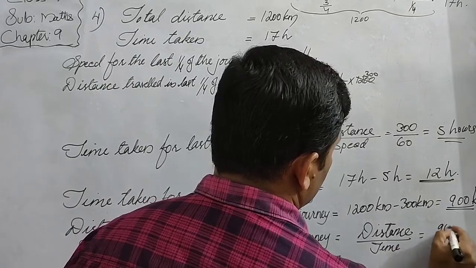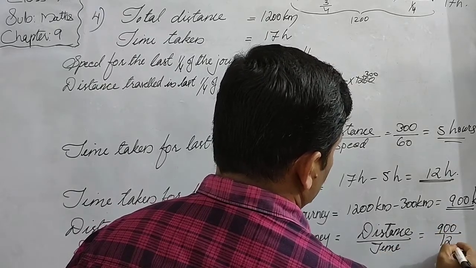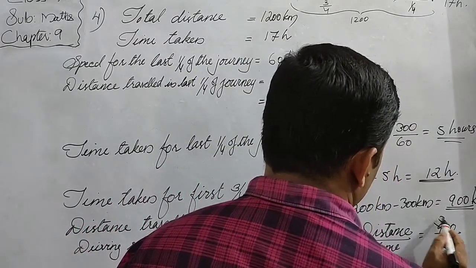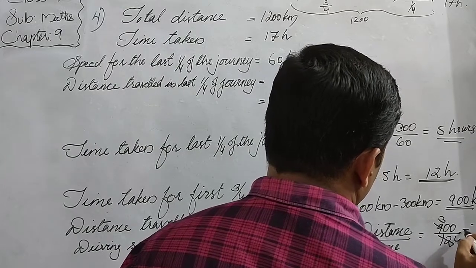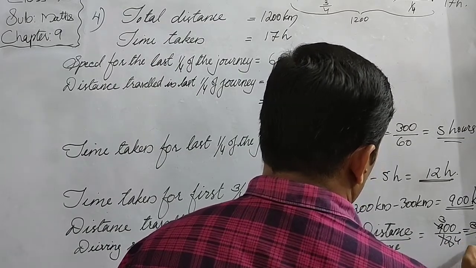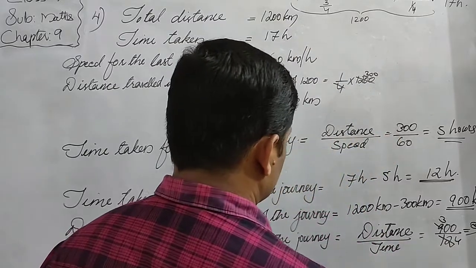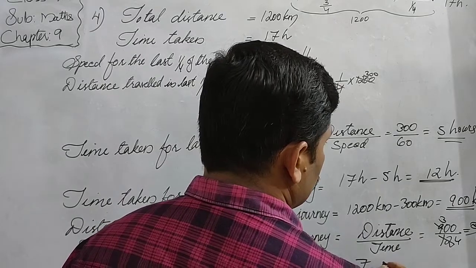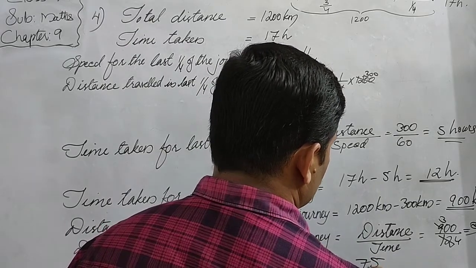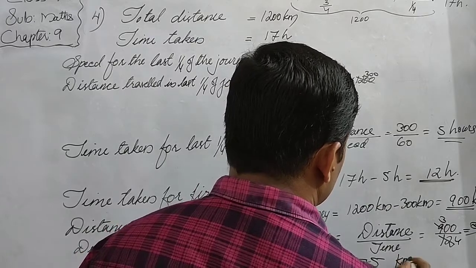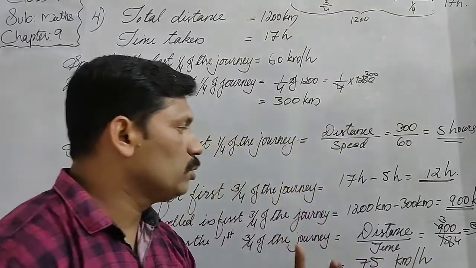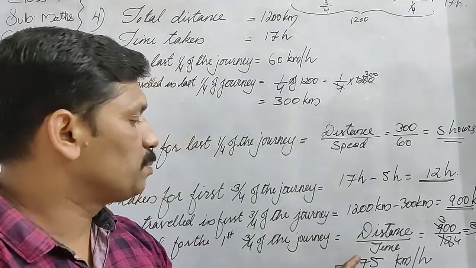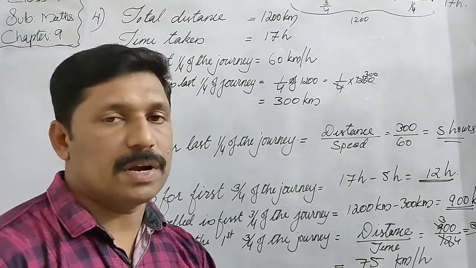That is equal to 900 kilometers divided by 12. Here we can cut by 3 itself. 3 3s are 9 and 3 4s are 12. That means 300 divided by 4. 4 7s are 28, 4 5s are 20. That means 75 kilometers per hour. So in order to travel that first 3/4 of the journey, his driving speed was 75 kilometers per hour.